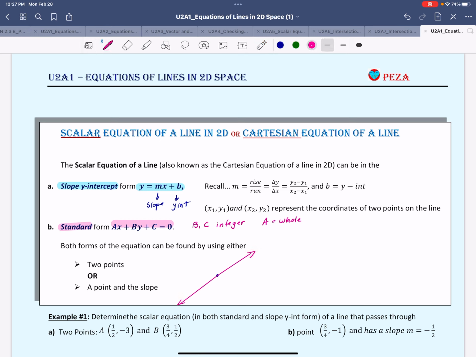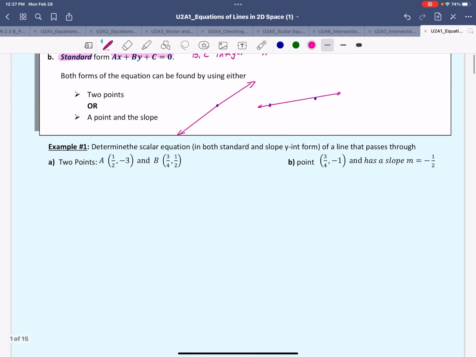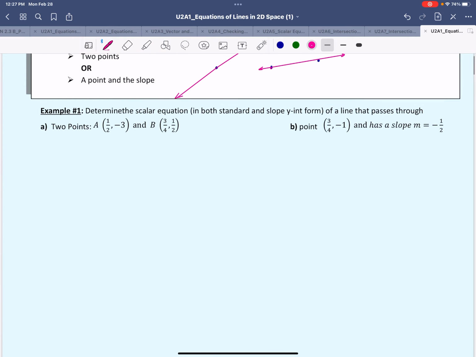Another way of drawing the line is if we have 2 given points. If we have 2 given points, then we can define uniquely the location of a line. So just like physically drawing the line, when we algebraically try to find the equation of it, we are going to need either a point and the direction, or we're going to need to know the 2 points on the line. So in the first example, we're just going to review together how to find the equation of a line when a point and a slope is given, or when 2 points are given.